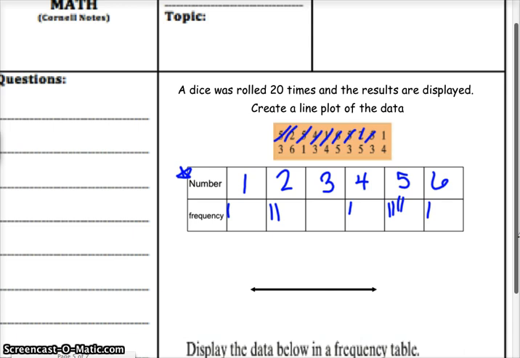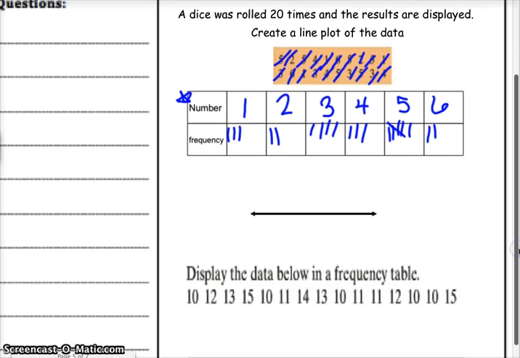Looks like 5 is Mr. Popular here. 1 occurs again. Oh, good, we get a 3. A 6. A 1. A 3. A 4. A 5. A 3. A 5. A 3. And a 4. Okay. We did it. Now we go from the frequency table to our line plots.